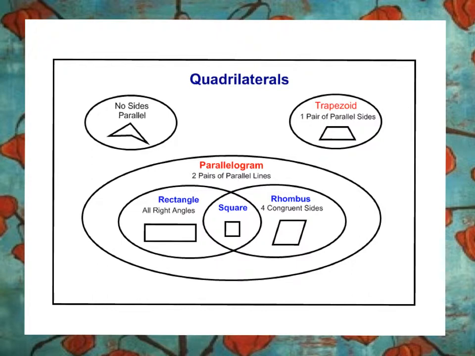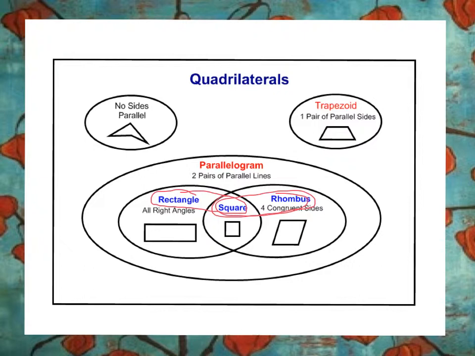So let me explain how they're connected. A rectangle and a square have a relationship. A square is also a rectangle. A square is also a rhombus. They have something in common. A rhombus has four congruent sides, so does a square. A rectangle has all right angles, so does a square.